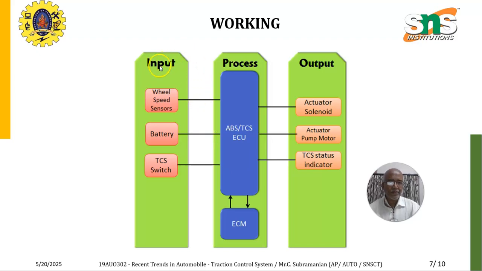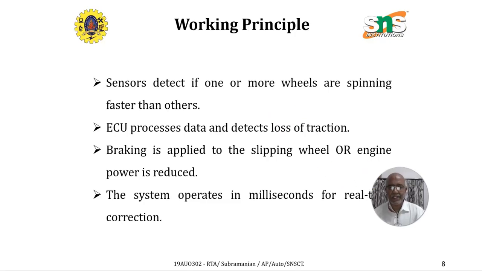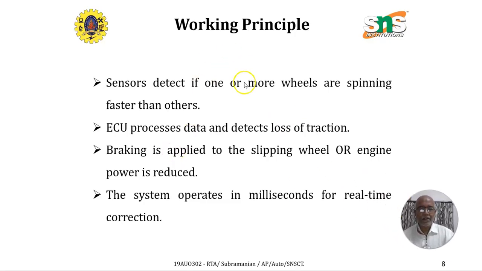The input is the wheel speed sensors, battery, and a traction control switch. When the input is given, the electronic control unit monitors the anti-lock braking system with the traction control system, which is controlled by the ECU. The ECU gives the input to the ECM, and the ECM replies to it. According to the ECU, the information passes to the outputs: the actuator solenoid, the actuator pump motor, and a traction control status indicator.